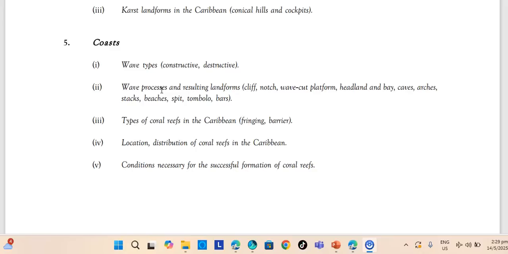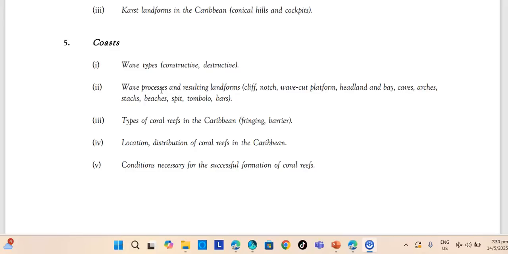Transportation is another wave process. This is moving materials. Waves move materials along the coast through longshore drift. Another wave process is deposition, dropping materials. When waves lose energy, they drop sand and pebbles, forming landforms. Those were the wave processes: deposition, dropping materials; transportation, moving materials along the coast; and erosion, wearing away of rocks.